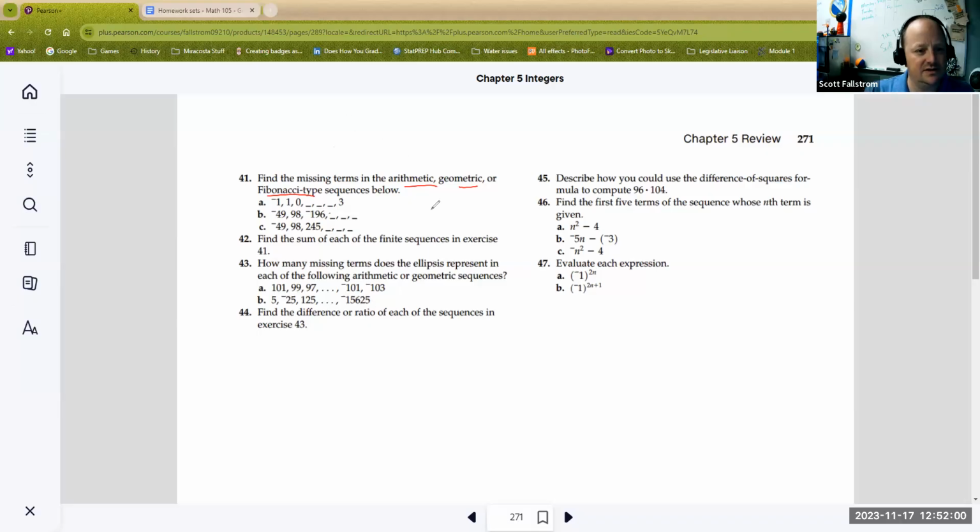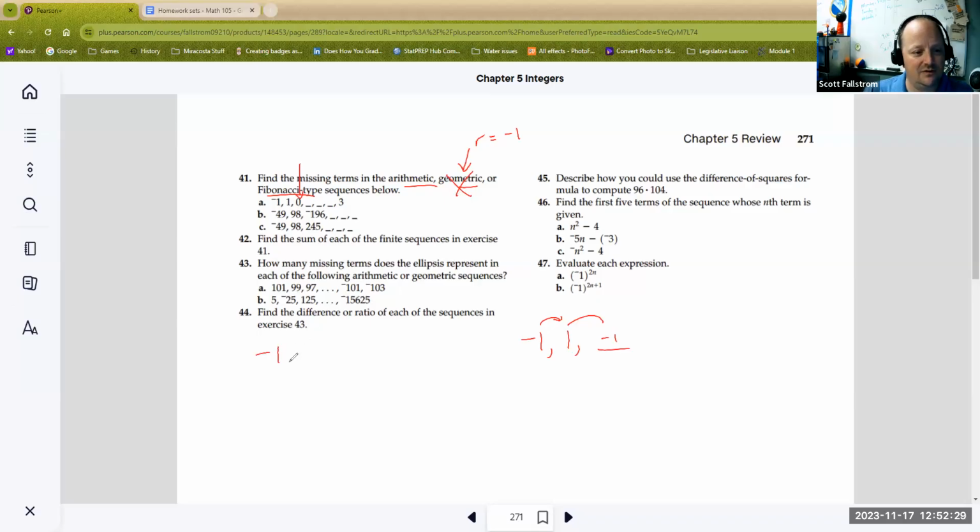Well, let's see here. It says it's arithmetic, geometric, or Fibonacci. So if I go -1, comma 1, comma blank, and if it's geometric, then there has to be a common ratio, and that ratio would have to be -1. -1 times -1 gives me 1. -1 times 1, so if I keep going where I multiply by -1, I should get -1 back. But according to the list up here, I get 0. Okay, so part A, it's not geometric.